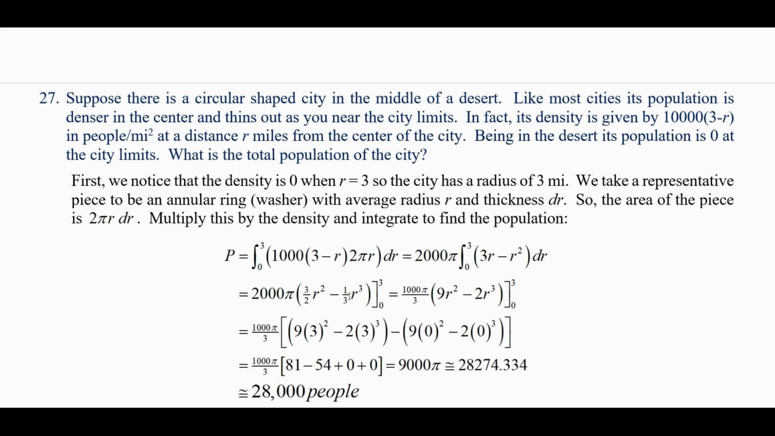I'm going to get rid of the fractions here by factoring out a 1/6. 1/6 leaves a 3 in the denominator here. The 2 cancels that down to 1,000. And we're factoring a 1/6, so we're going to essentially multiply by 6 here. Multiplying by 6 cancels the 2, and 3 times 3 is 9, so we got 9r squared. And then 6 times 1/3 is 2, so that's a minus 2r cubed. Now evaluate from 0 to 3.